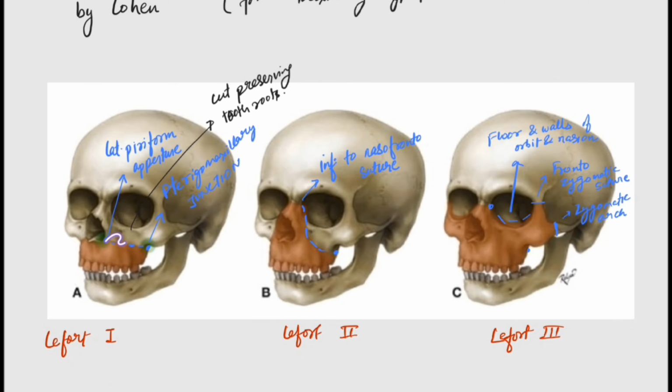Here we go for osteotomy starting from the lateral pyriform aperture and then going to the pterygomaxillary junction. In case of Le Fort 2 osteotomy, we start our osteotomy inferior to the nasofrontal sutures and go till the pterygomaxillary junction. In case of Le Fort 3 osteotomy, along with Le Fort 2, we go for osteotomies of the floor and the walls of the orbit and nasion. We go for frontozygomatic suture osteotomy and zygomatic arch osteotomies also.